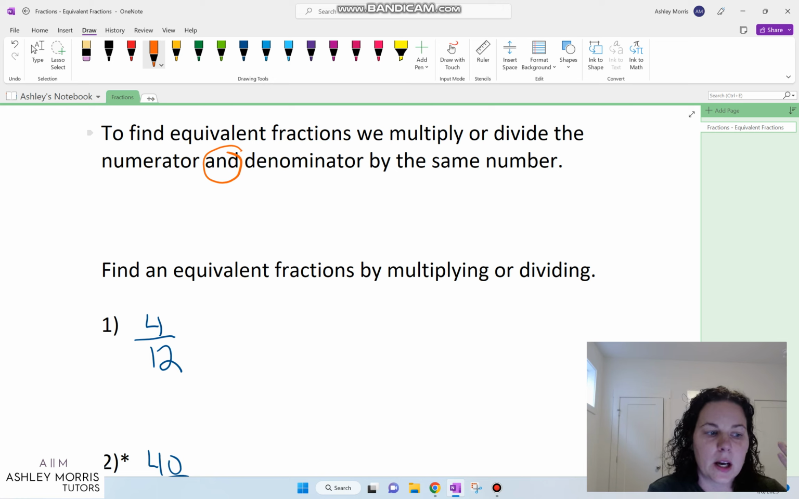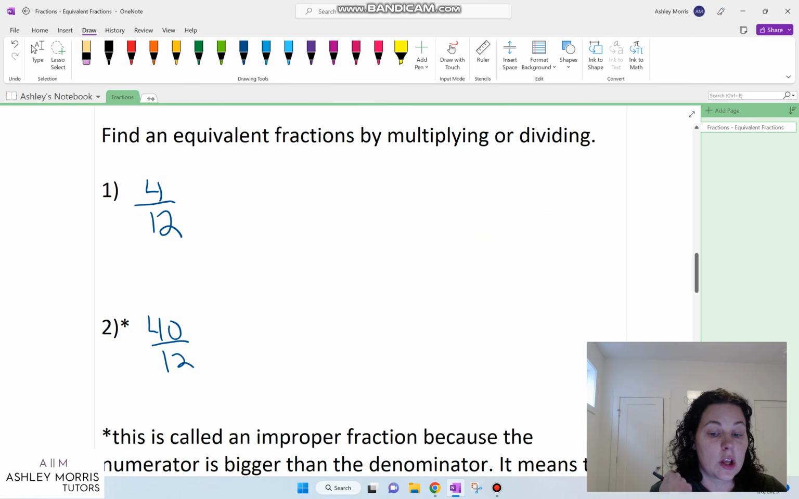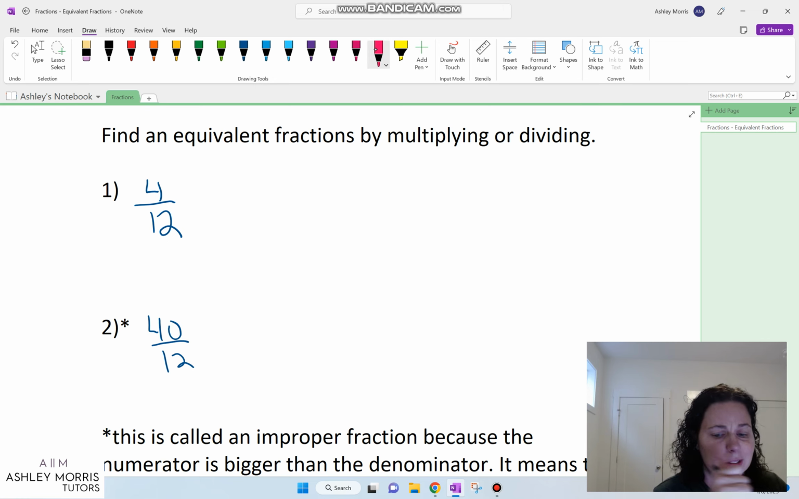Why? Because multiplying by 1 or dividing by 1 does not change our value. And that's what we're doing. We're multiplying or dividing by 1. So we're going to find an equivalent fraction by multiplying or dividing. Everyone's answers on these can look totally different, but they're still going to be equivalent. Let me show you my answers. Yours might be different. And pause if you want to give it a try and you think you know what you got. Go for it.